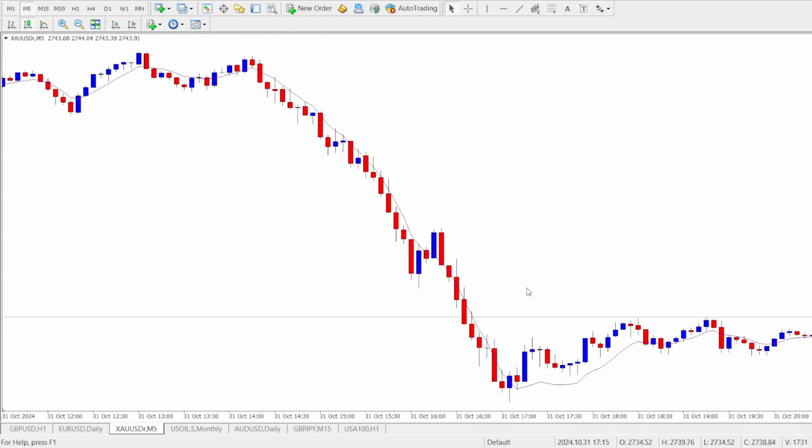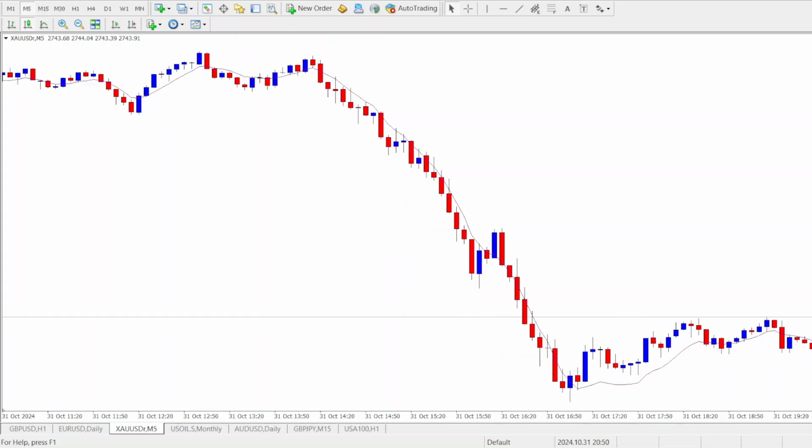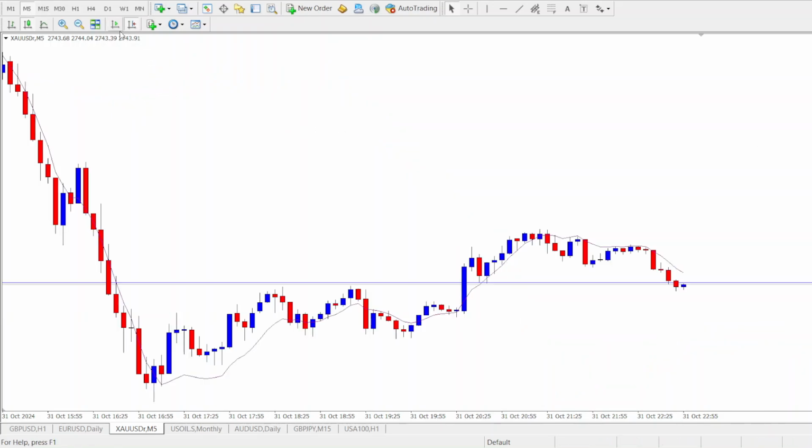Now, the double exponential moving average is similar to other moving averages like the simple moving average or the exponential moving average, but with a key difference. It's designed to reduce the lag. In trading, lag can mean missed opportunities, so having a faster reacting indicator can be a huge difference. It can be a huge advantage, actually.